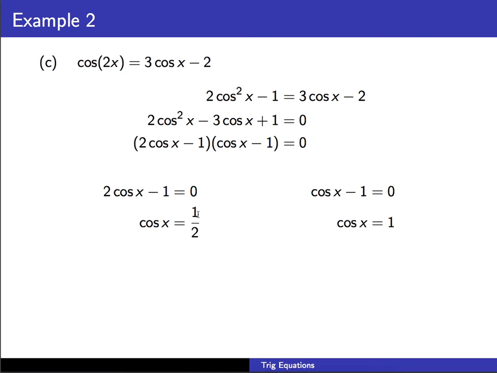For our first one, we get cosine of x is a half. For our second one, we get cosine of x is 1. The good news is the half and the 1 are both located in our cosine column. So the values of x where cosine is a half are 60 and 300 degrees. For cosine of x is 1, we have 0. Remember, we're not including 360 degrees. So 0, 60, and 300, we can write those in their radian form as 0, pi over 3, and 5 pi over 3, respectively.